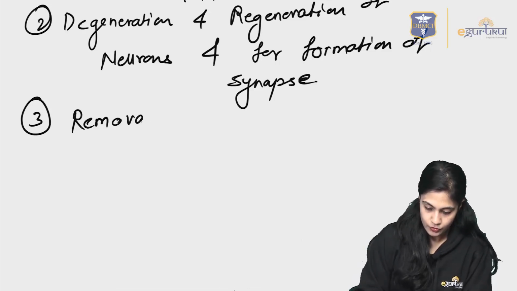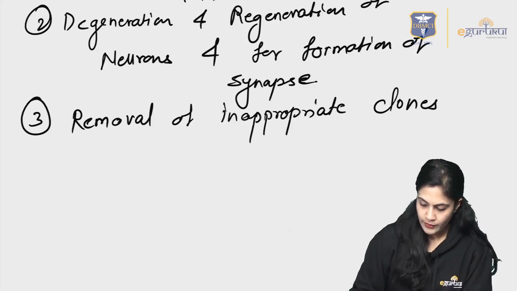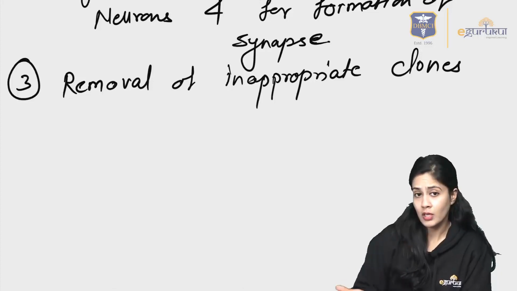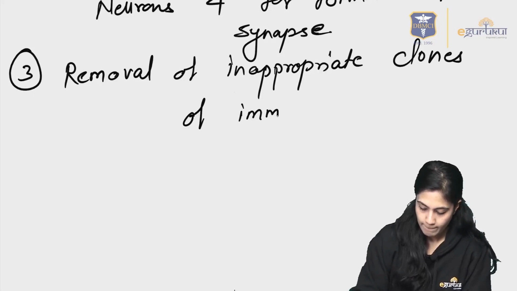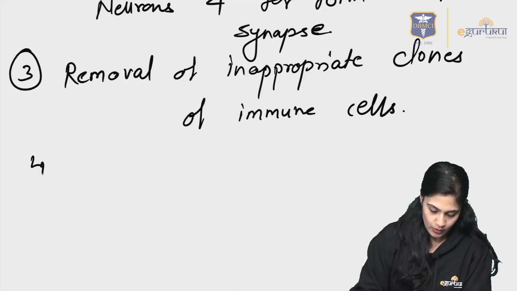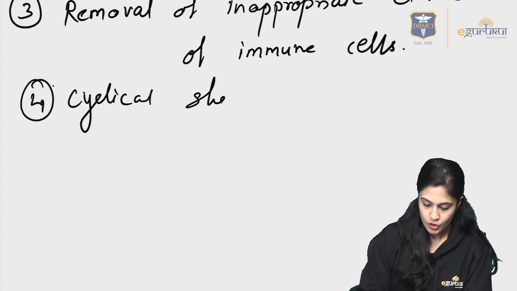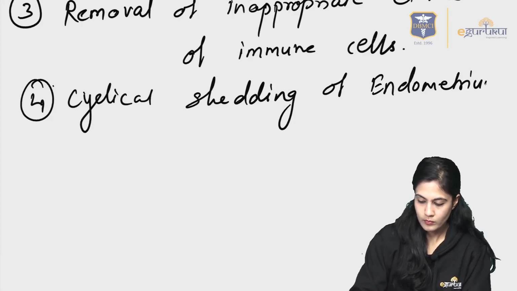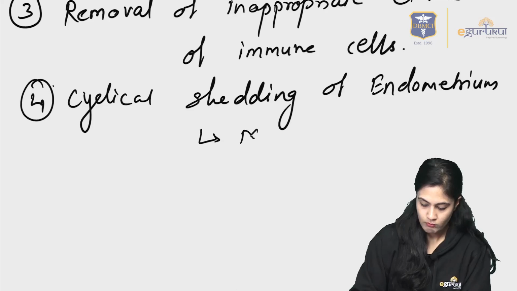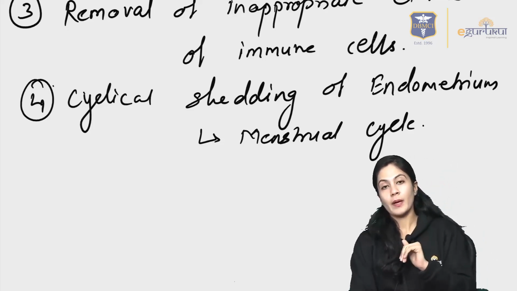Then the removal of inappropriate clones. Very different clones are forming, right, in different variations, but some are inappropriate. They should be removed from our body, otherwise mutation will take place, especially of the immune cells, right. Now the next function is the cyclical shedding of the endometrium in the menstrual cycle of the female. The cycle happens in a monthly manner, right.